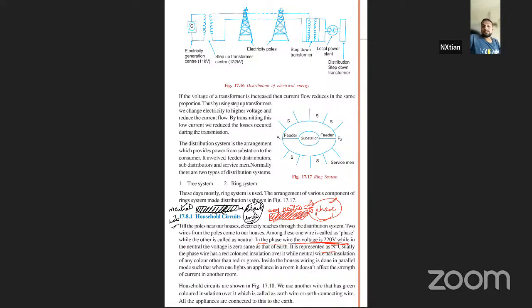This neutral wire does not have any electricity. If you put the tester on this black wire, you will find the bulb will not glow. So basically, the positive wire has electricity, but the negative wire does not have any electricity.